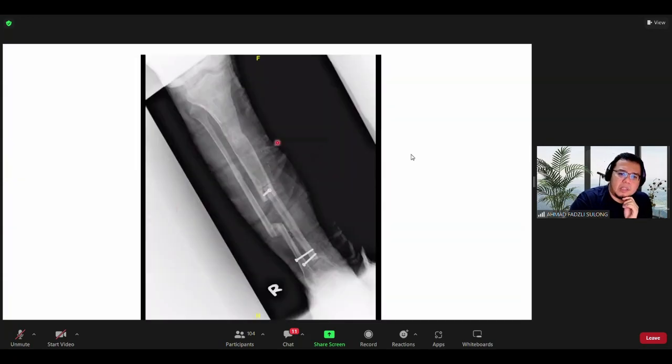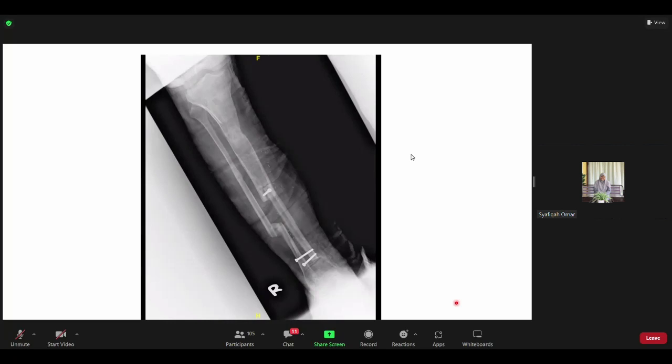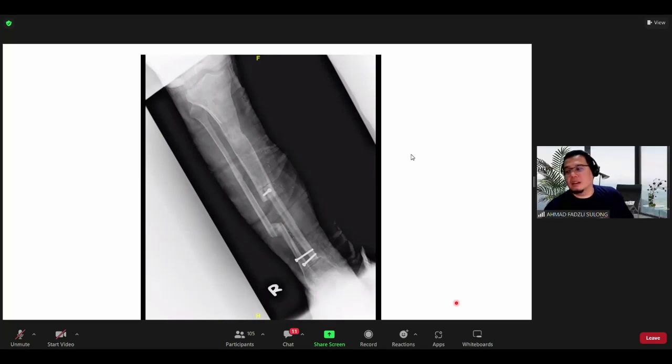What is this? Anyone knows? Bone grafting. Do you know? Rifdi, do you know what this is? Who is this? Syam? Okay, you have seen this before, right Syam?